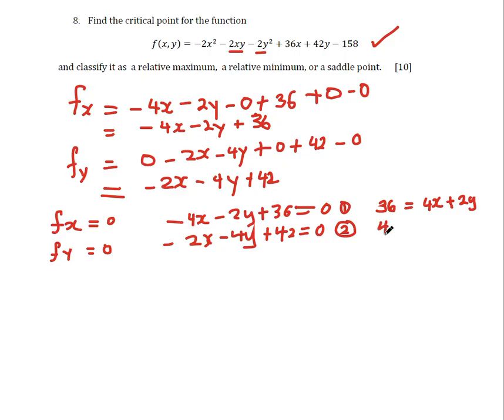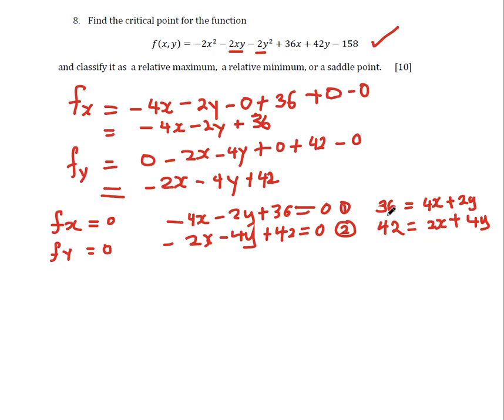Similarly, for equation number 2, I'm going to keep 42 on the left side of the equation, and negative 2x, when it goes to the other side of the equation, will become positive. So too, negative 4y would become positive. So this is the rewritten form of equations 1 and 2.